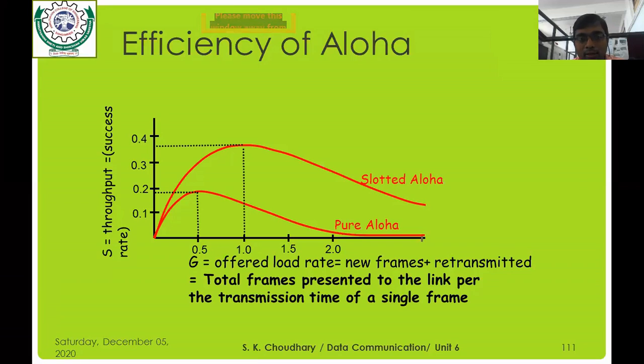This is the graph showing the efficiency of the Aloha technique for pure Aloha and slotted Aloha. On the y-axis, we show the throughput or success rate, and on the x-axis we show G, meaning offered load rate. Okay, the total number of frames presented to the link per transmission time of a single frame. So you can see from the graph it is very clear. The efficiency of slotted Aloha is nearly double with respect to pure Aloha.